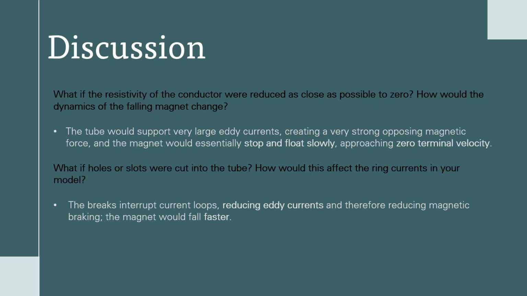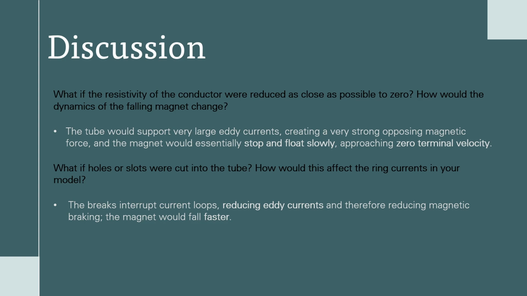We are now prompted to reflect on the results of our experiment through 2 what-if questions. We're first asked, what if the resistivity of the conductor itself were reduced to as close as possible to 0? The tube itself would then support a very large eddy current, because with resistance going down, current would have to go up to maintain conservation of energy. This would create a very strong opposing magnetic field, since the current would still go in the same direction, and the magnet would essentially stop and float slowly, approaching eventually 0 terminal velocity.